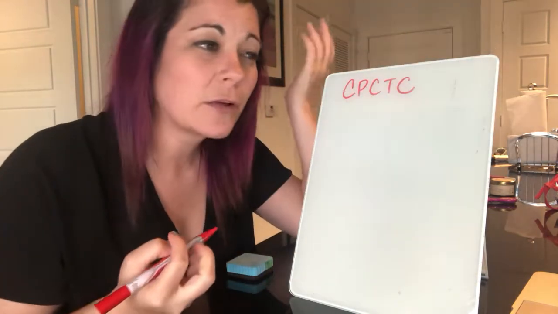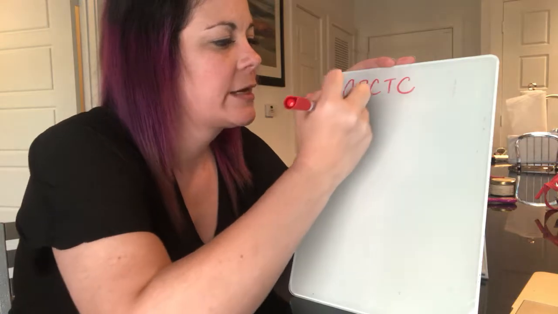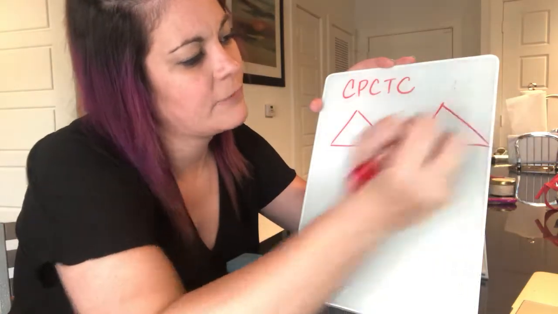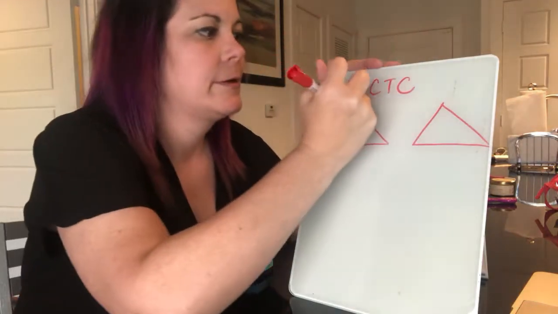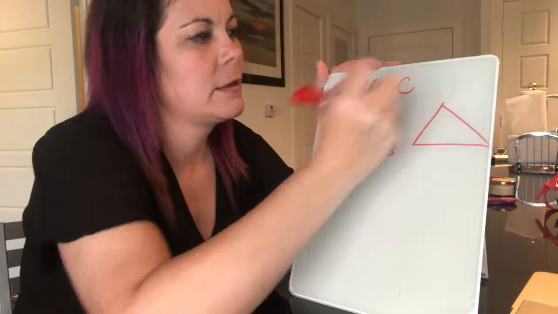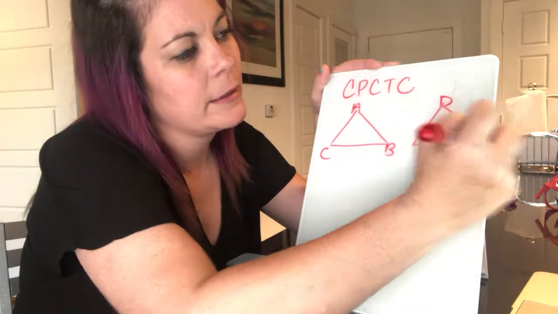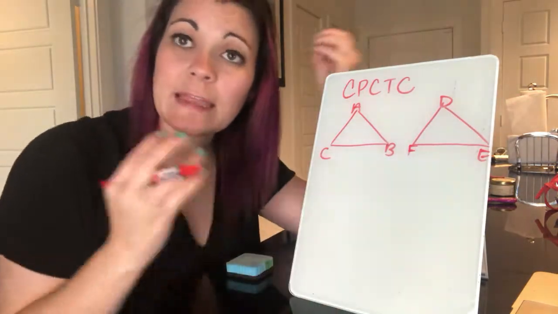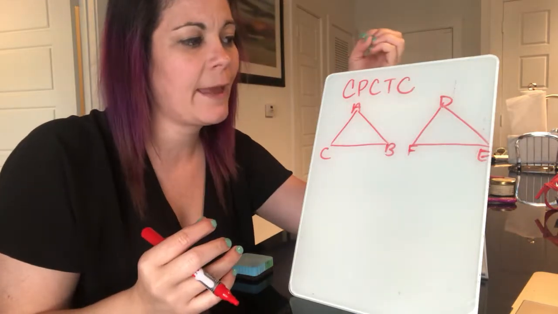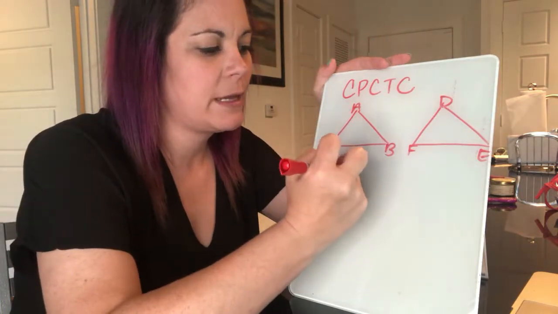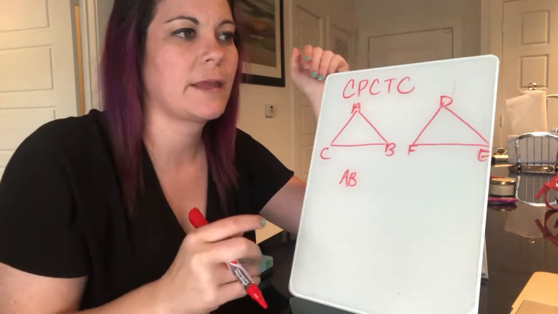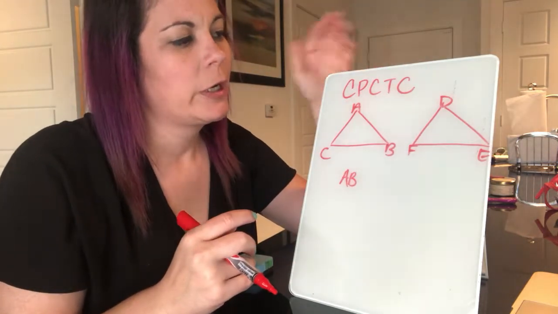So let's talk about what corresponding parts are. Again, if I have a triangle here, and I have a triangle here, I'm trying to make them as congruent as possible. A, B, C, D, E, F. Corresponding parts means they're in the same position. Now, all triangles are not turned the same. These are turned the same, so it makes it a little easier.